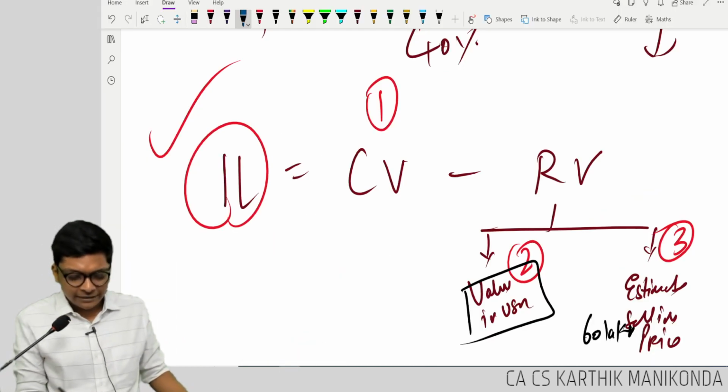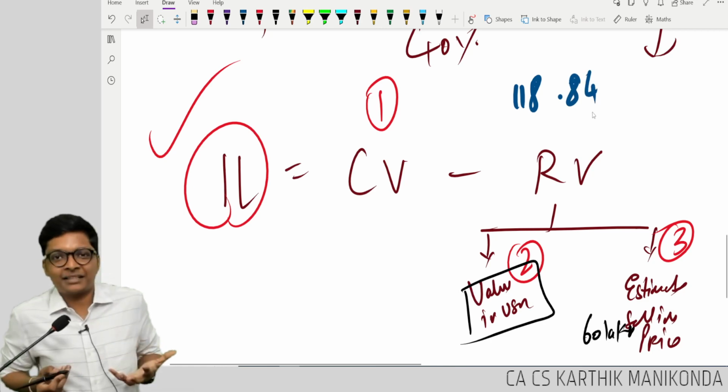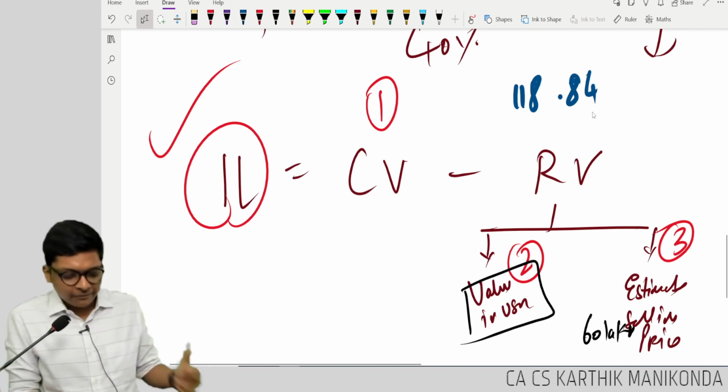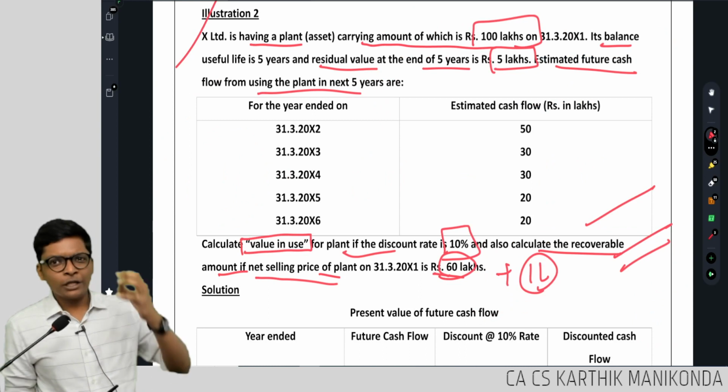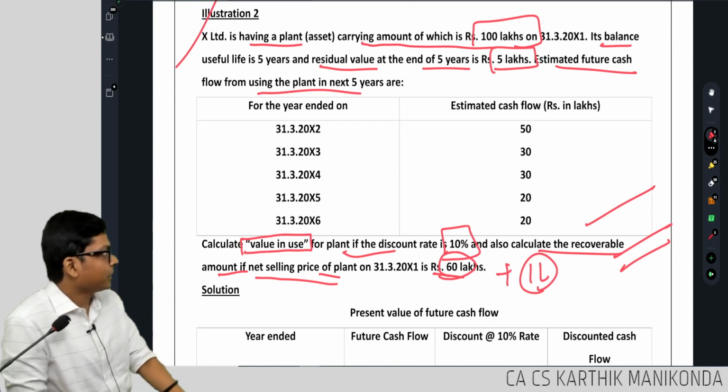Sumaya says the answer is 118.84. I don't know if she is correct, guys. That's her answer. Please give me more answers. Present value, I know where you will make the mistake. I will challenge you. Half the class will make the mistake. Come on.